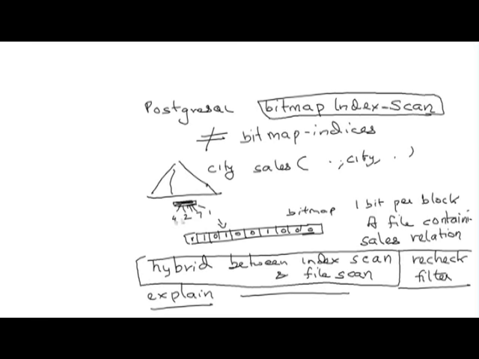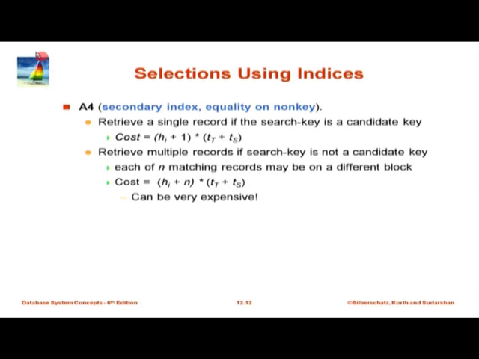Now, why don't I just keep all the record IDs here and then fetch them? The number of record IDs may be pretty large, so keeping them may be expensive. It's easier to just read the block and filter in there. I hope that is reasonably clear. So let's come back to our selections using indices.